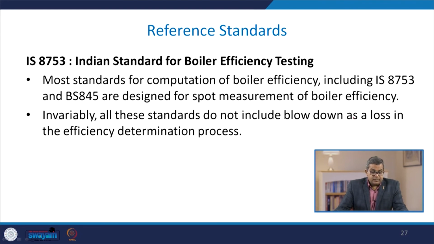See, in the Indian context, we also have our BIS code, Bureau of Indian Standards, IS 8753, that is the Indian Standard for Boiler Efficiency Testing. Usually most standards for computation of boiler efficiency, including IS 8753 and BS 845, are designed to spot the measurement of boiler efficiency. Invariably, all these standards do not include blowdown as a loss in the efficiency determination process.